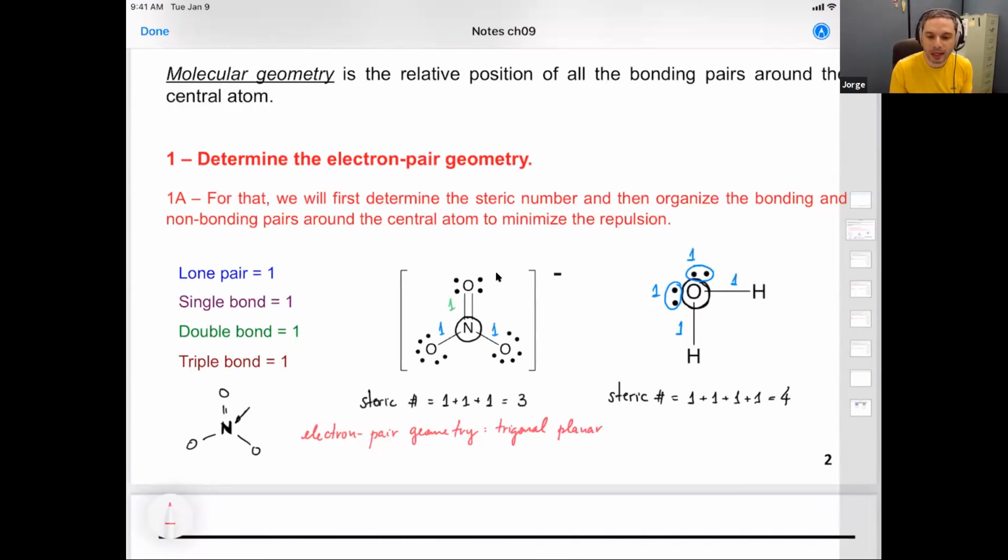What about the electron pair geometry for the oxygen atom in the water molecule? Now we have four groups around the oxygen. The best way to organize four groups in the space in a way to minimize the repulsion is like a tetrahedral.